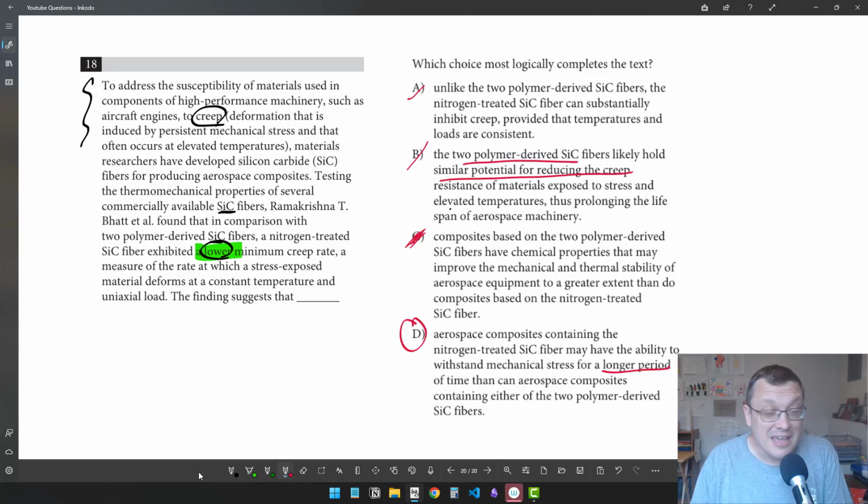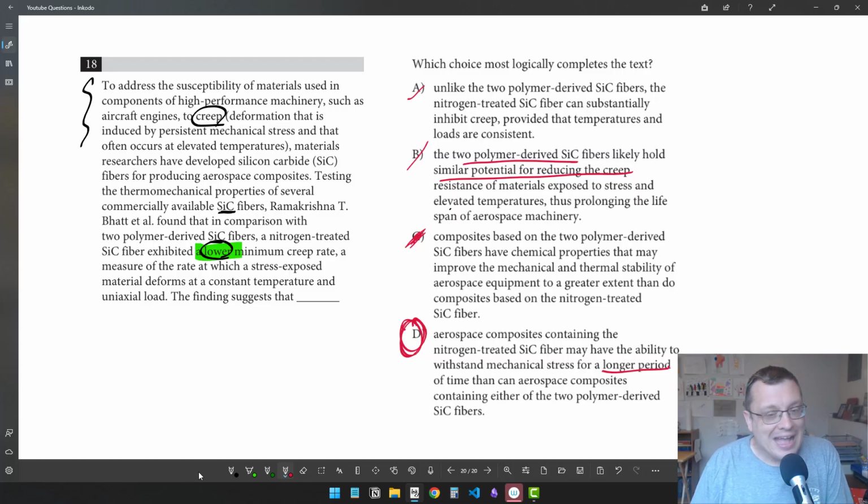And really, at the end of the day, again, ignoring all the complexity of the language here, only D says that nitrogen is better than the other two. Right? A says that the other two are just bad, they don't work, which is not quite right. It's too far. B says they're very similar, which is not right. And then C says the polymers are better than the nitrogen, which, again, contradicts the text. So the only one that's even in the right universe is D.